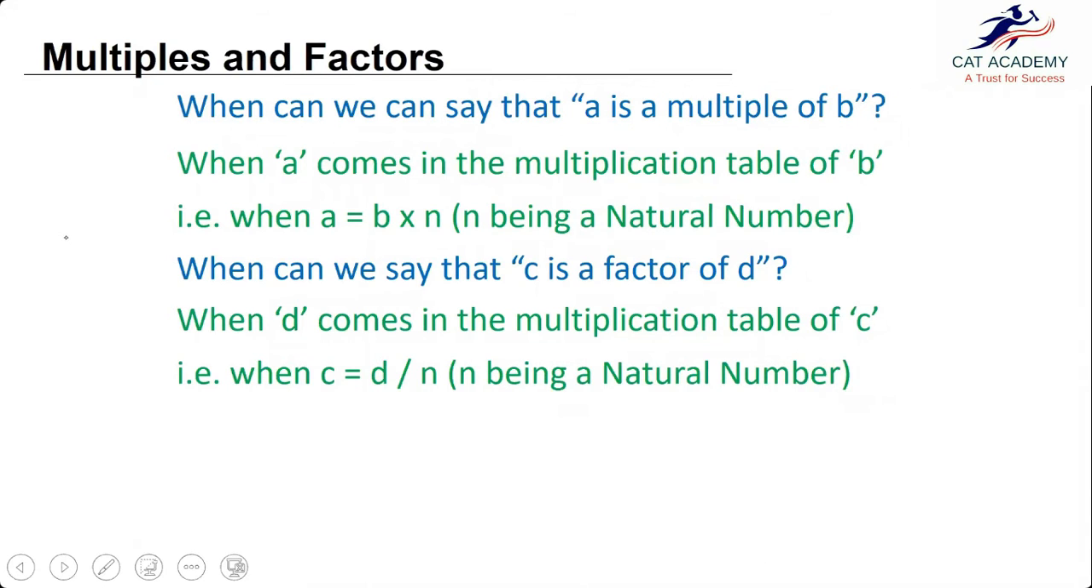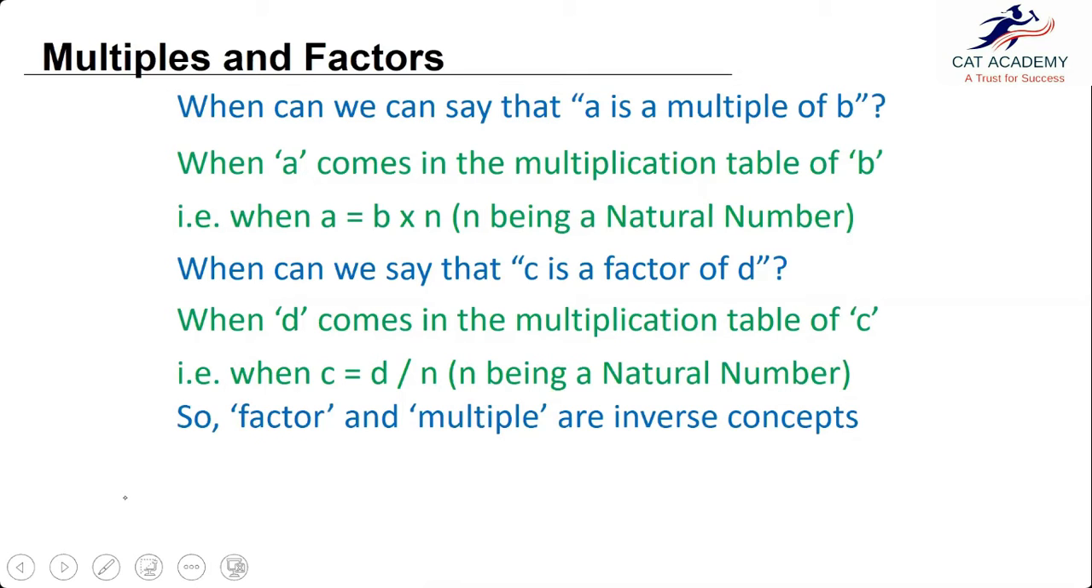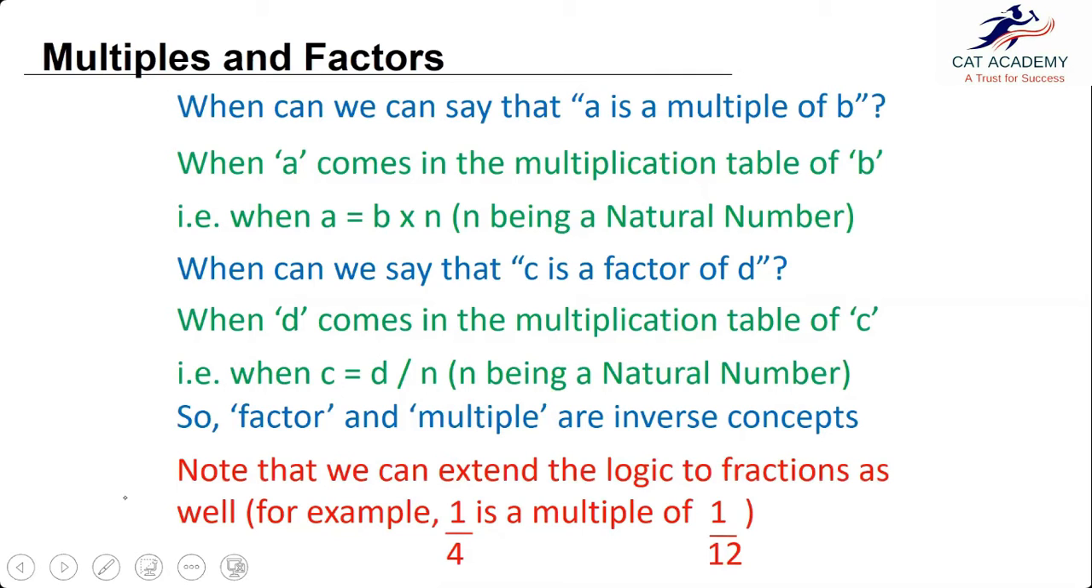Now this I can write as C is equal to D by N, where N is a natural number. So that time I can say that C is a factor of D. Because if I take N to the other side, then I get C into N equal to D, and then by definition, D is a multiple of C. So other way around, C is a factor of D. Okay? So these are inverse concepts of each other. And as I earlier said, the logic can be extended to fractions and decimals also. Okay?